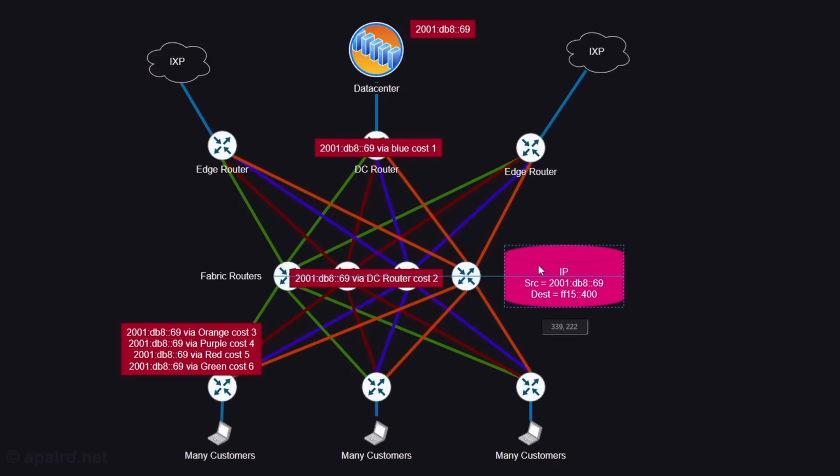Now, of course, this all assumes that the whole network is orchestrated to know that this multicast 400 came from source 69 and can do all of its routing with that assumption.